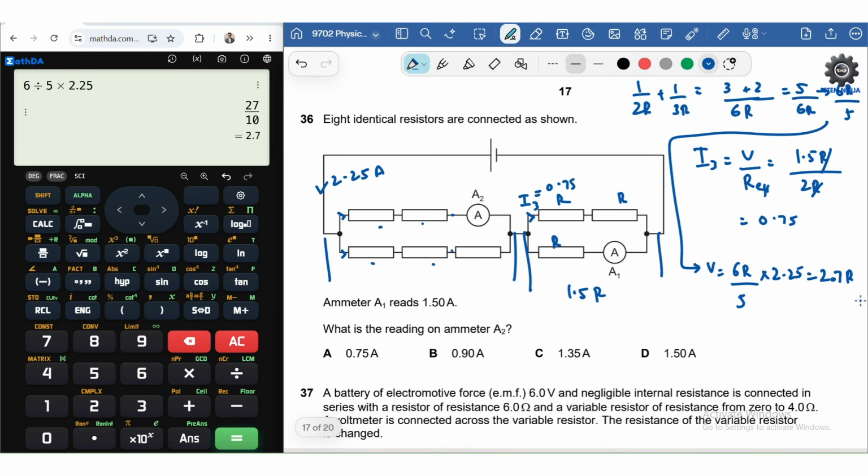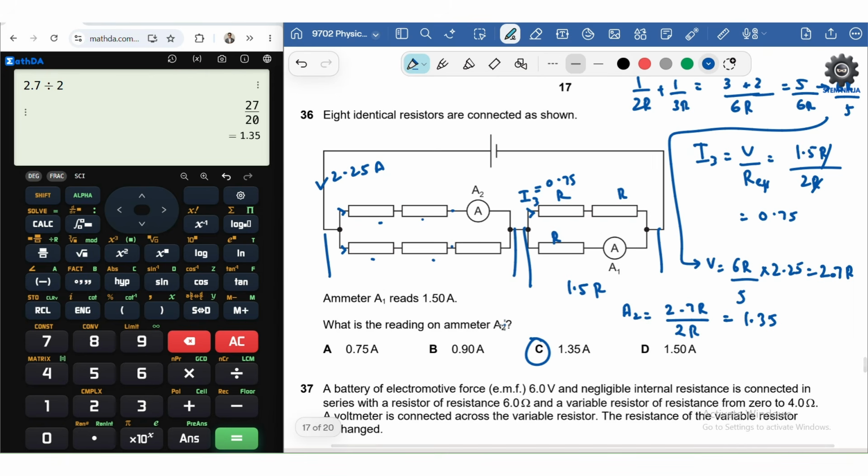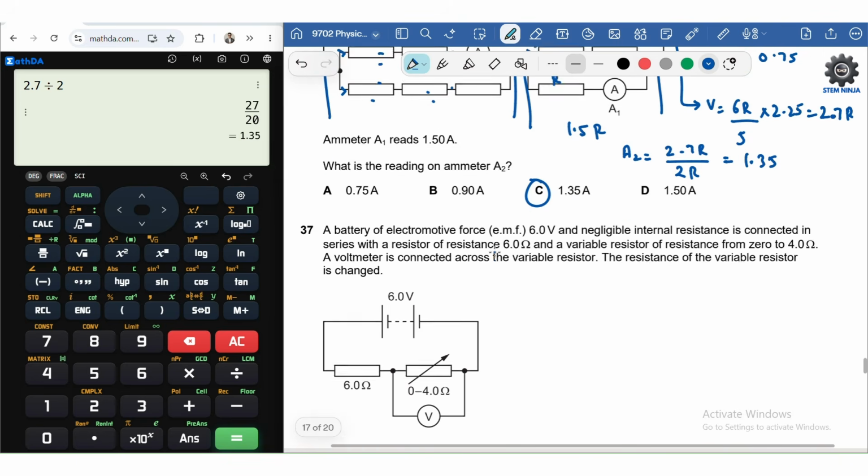Okay. Now that we know the potential difference, we can find out the A2. So A2 would be 2.7R divided by 2R, so simply 2.7 divided by 2, this would be 1.35 as it is. You could use the ratio method to find out the ratio of potential differences also, but you would still need the ratio of effective resistances.